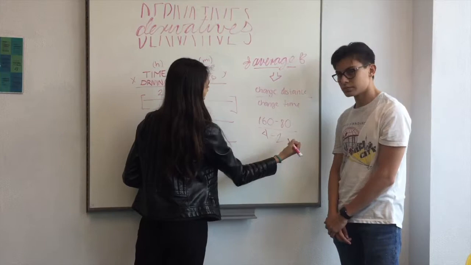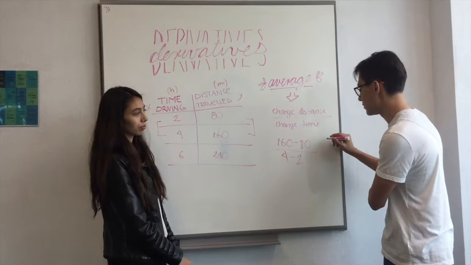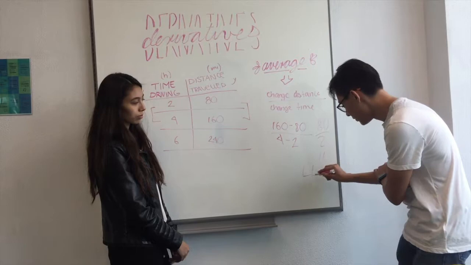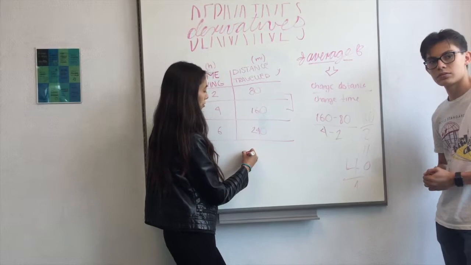We need to do the subtraction of 160 minus 80. That leaves you 80. And next to it, we need to do 4 minus 2, leaving you 2. We simplify the equation and it gives you 40 over 1. Now we can do the result of that, which gives us 40. And this is the final result of the rate of change in average.